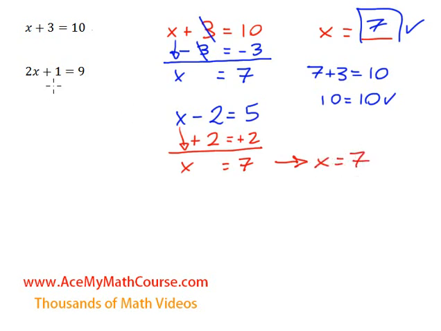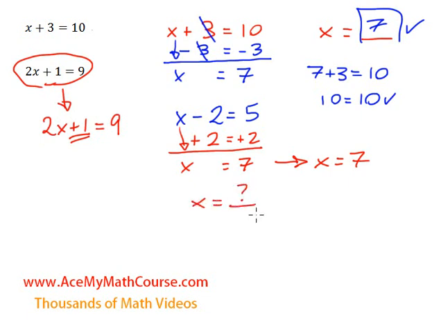Okay, now let's move on to two-step equations. Like 2x plus 1 equals 9. Okay, what is the first step? I want to get rid of this 1. And again, in the end, we want to have something like x equals blank. We want to find the value of x.